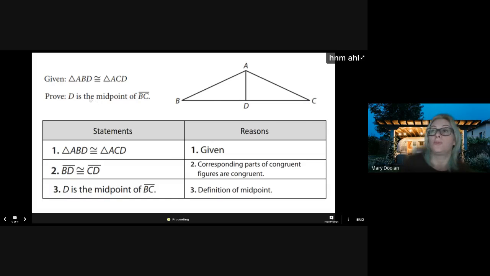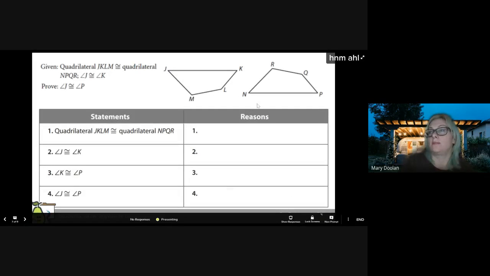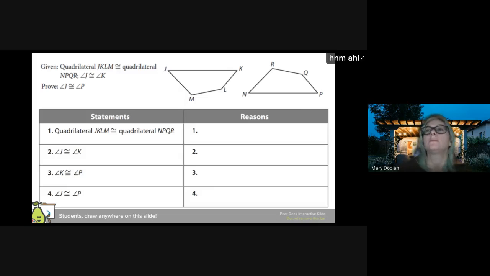So we proved D is the midpoint of BC with deductive reasoning, putting statements in order and giving reasons for those statements to be true. Okay, so here's another one. And this one you're going to get a chance to actually type on or draw on.